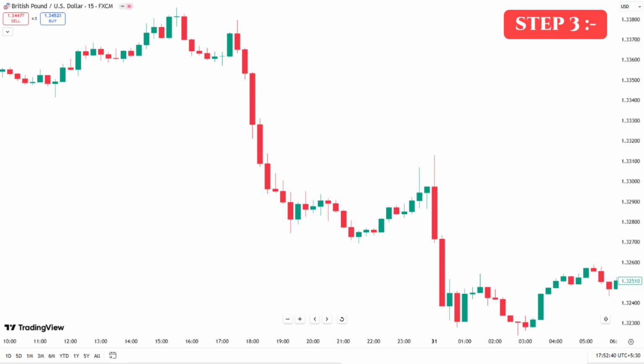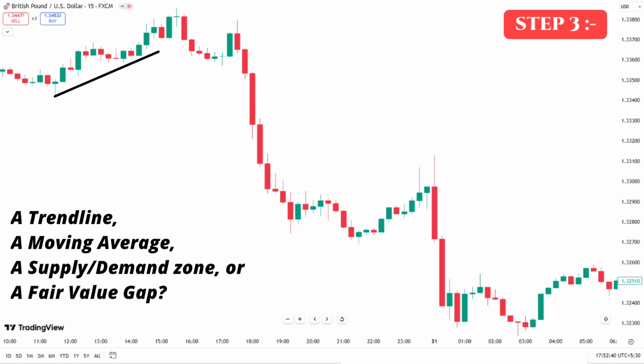Step 3. Look for confluence. Is there something else at this level? A trend line, a moving average, a supply-demand zone, or a fair value gap? The more factors lining up, the stronger the trade idea.